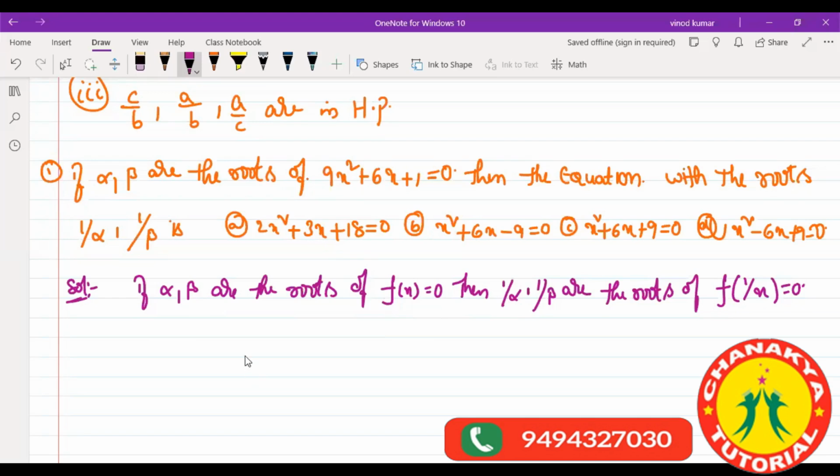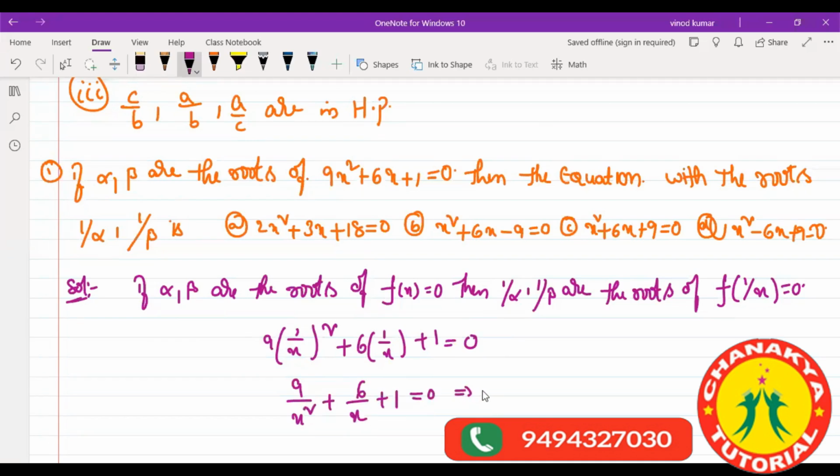That means what? 9. The required equation is 9 of, in place of x put 1 by x: 9 of (1 by x) whole square plus 6 into 1 by x plus 1 equal to 0. That is 9 by x square plus 6 by x plus 1 equal to 0. The LCM gives 9 plus 6x plus x square equal to 0. So x square plus 6x plus 9 equal to 0. Option C is the right answer.